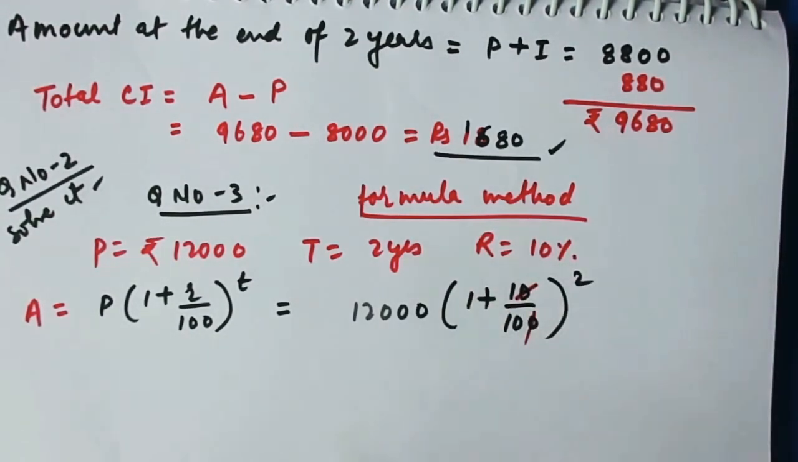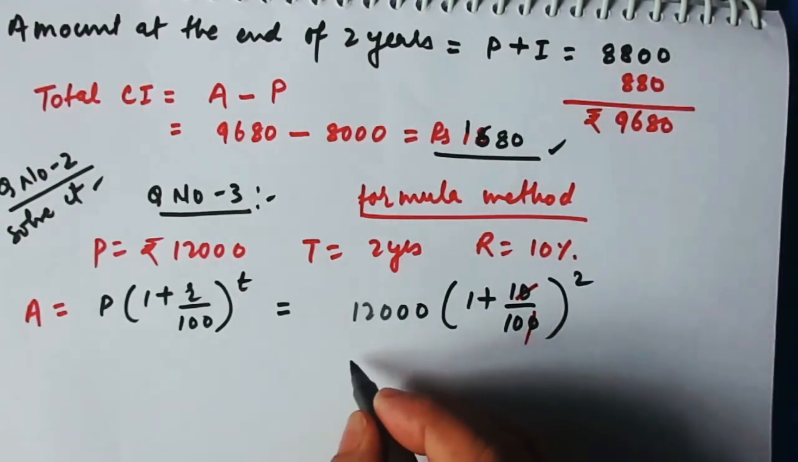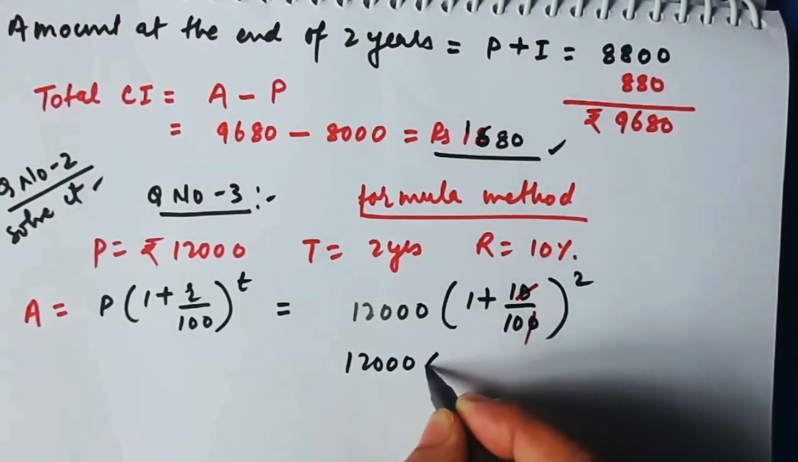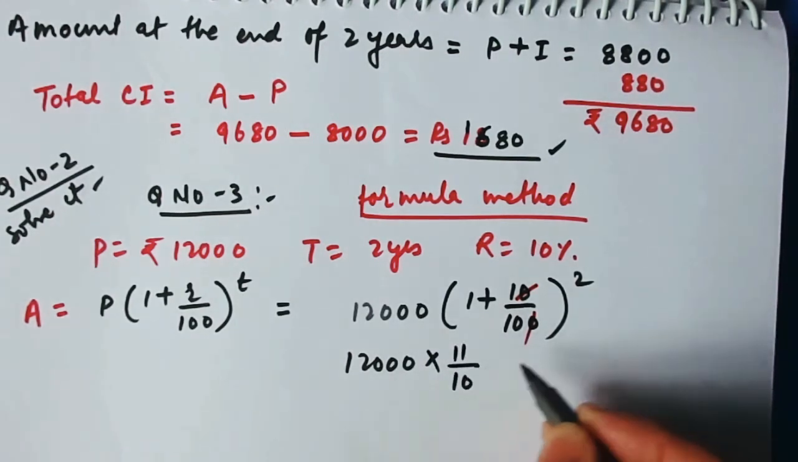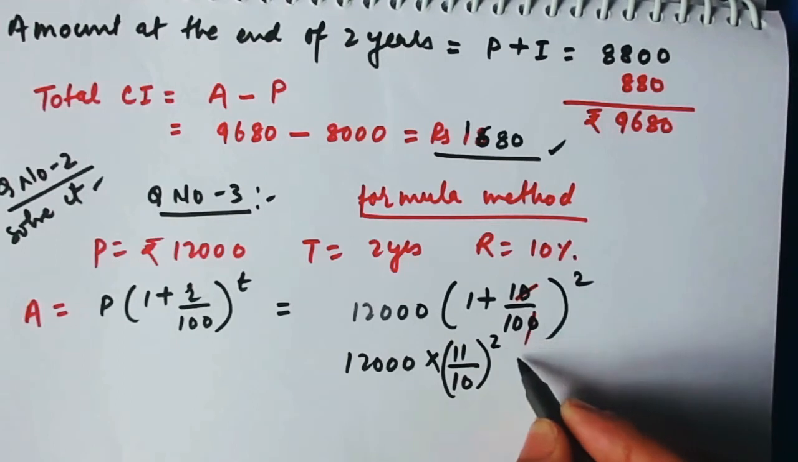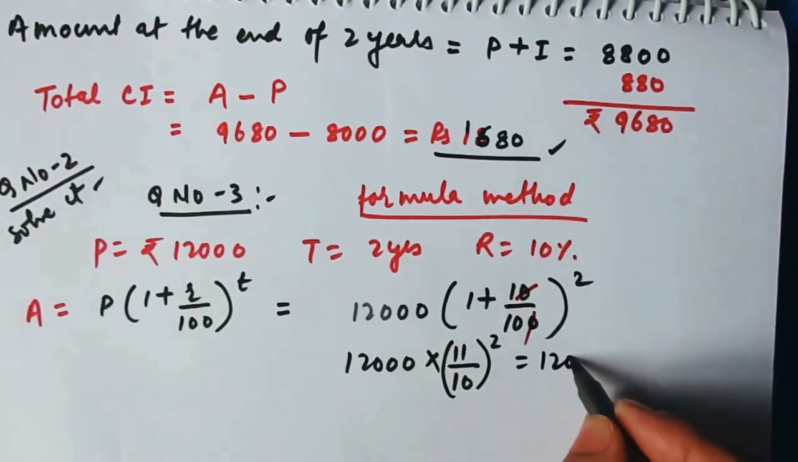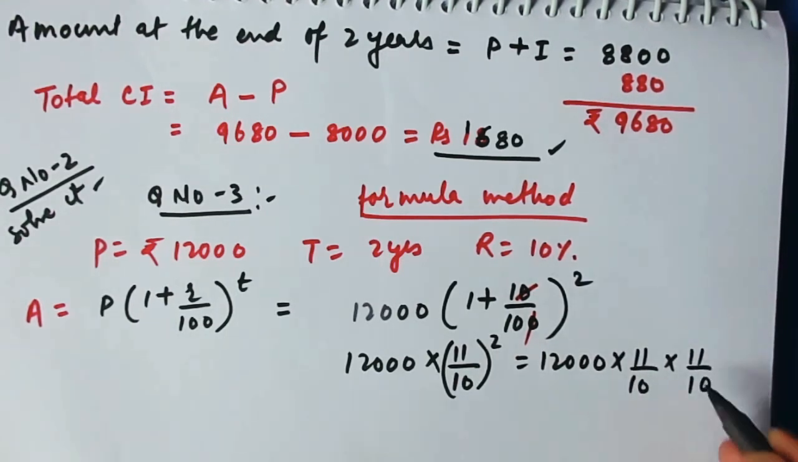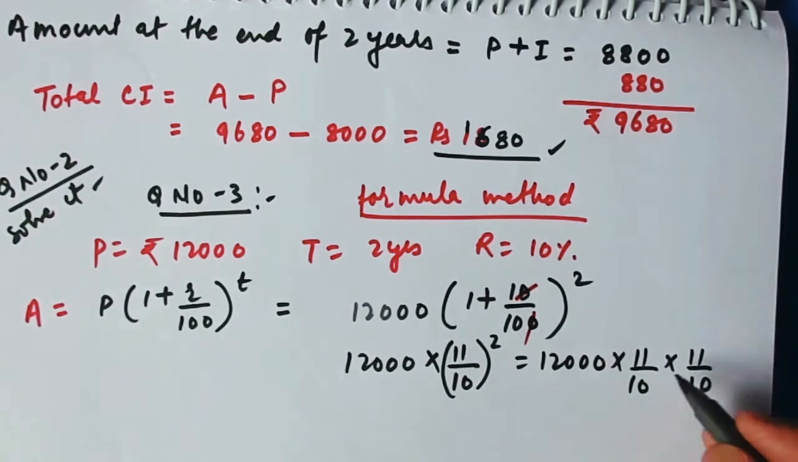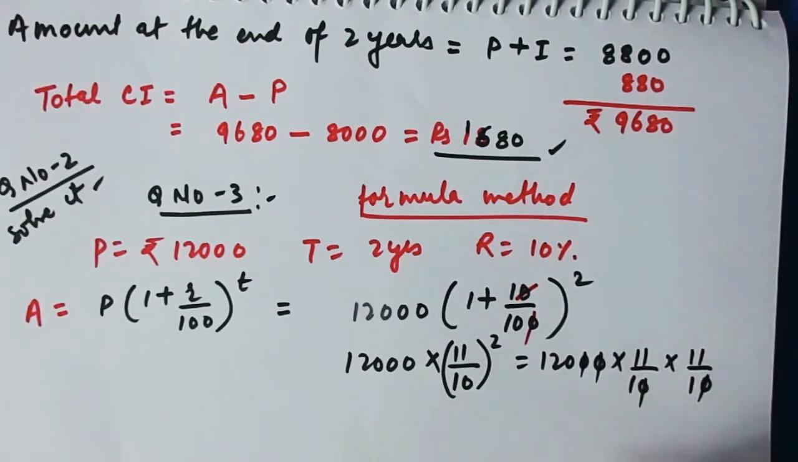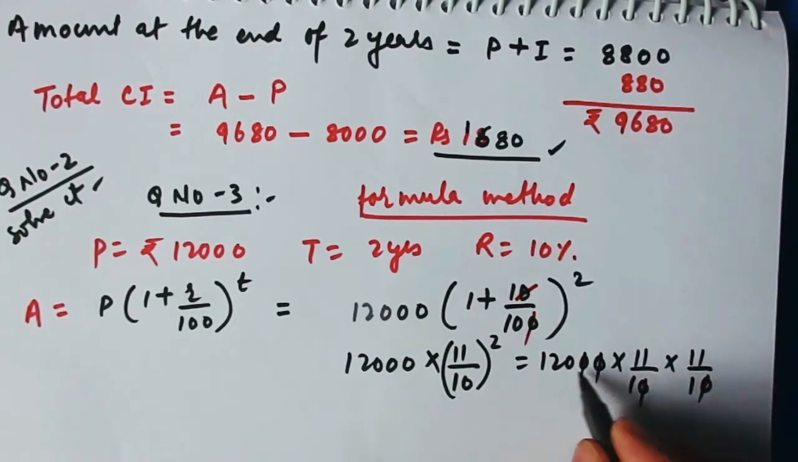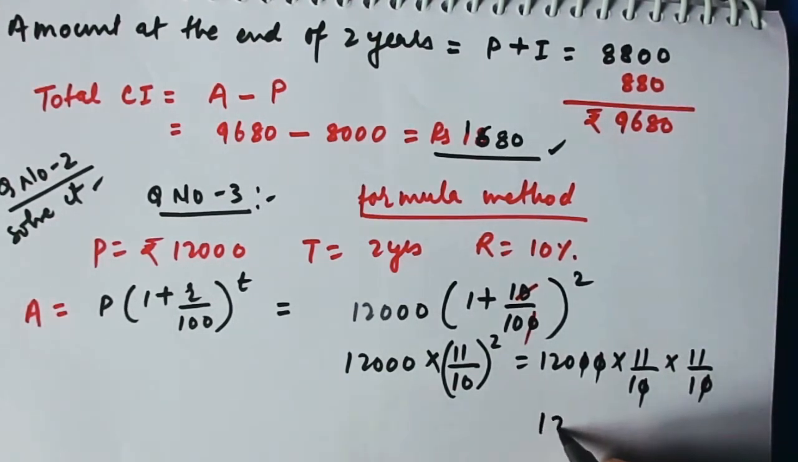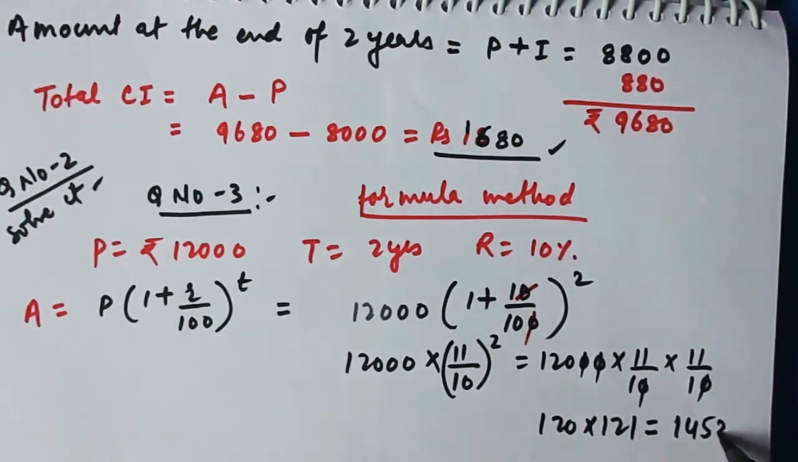Here what you will get? 11 by 10. So my dear, here 1200. 12000 multiplied by 11 by 10. 11 by 10 whole square means 12000 into 11 by 10 into 11 by 10, 0 काटिए, 0 काटिए, 12 into 120 into 121. तो बेटा 120 into 121 will give you 14520. okay.